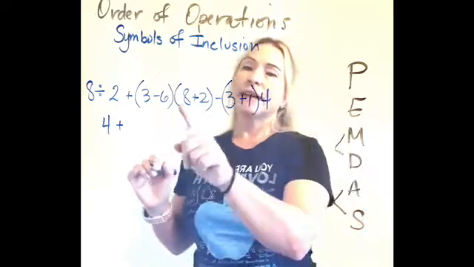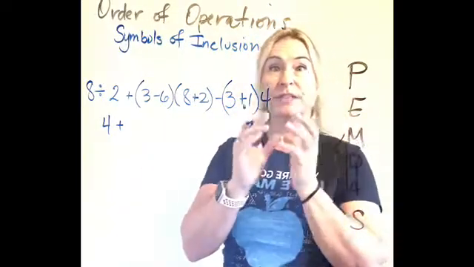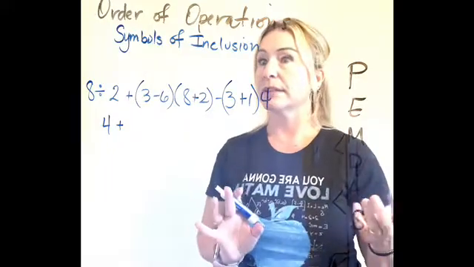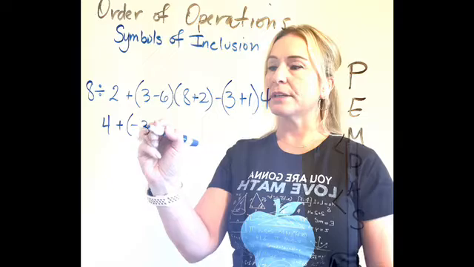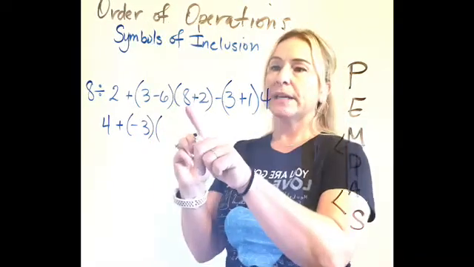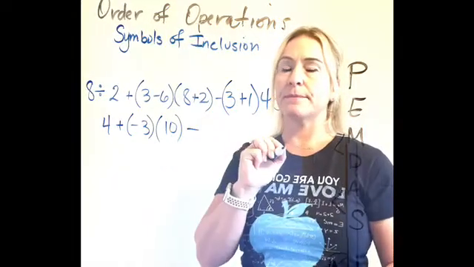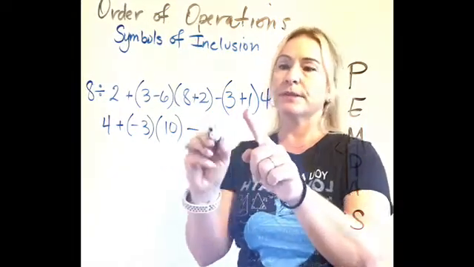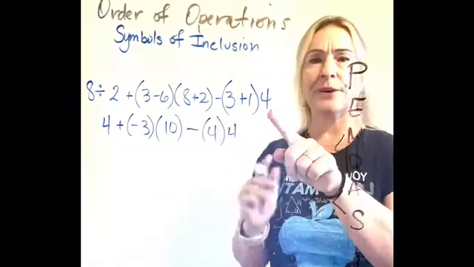Okay, I have 3 sets of parentheses, so I'm going to go ahead and keep them inside the parentheses just in case that means something a little later. So let's take a peek. So we have 3 minus 6, which is negative 3. So again, I'm keeping it inside the parentheses. 8 plus 2 is 10. I have a minus symbol. I don't want to miss that. 3 plus 1 is 4. And then I have a 4 that's just kind of hanging out.